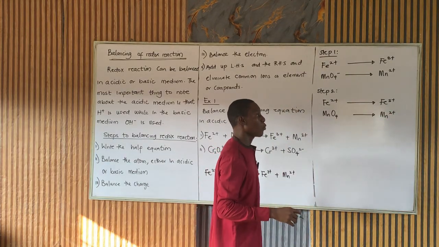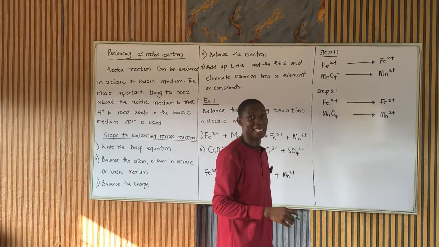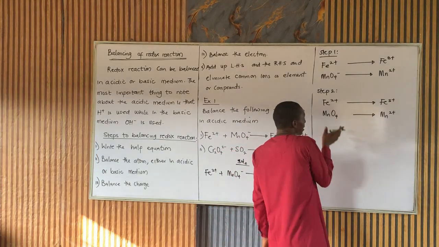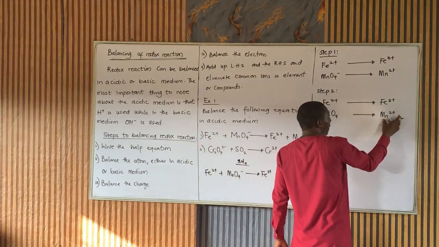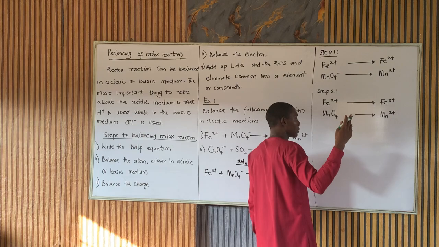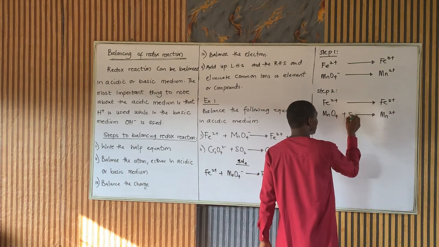What do we do? Since we say acidic medium, we're using hydrogen ion. On the side where you have the higher oxygen, the oxygen here is higher than the oxygen here by 4. So because of that, I will add times 2 of hydrogen ion to it. So I'm going to add hydrogen ion.